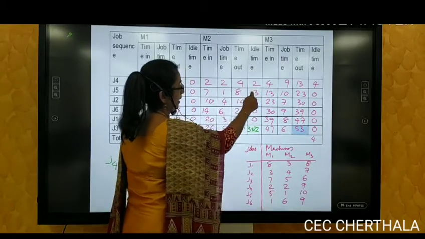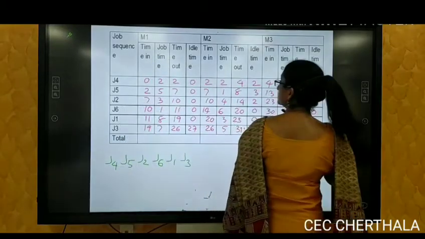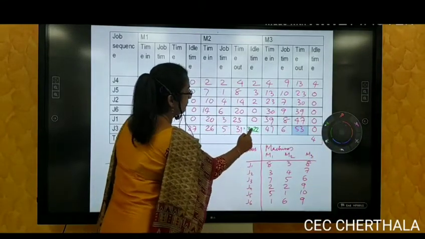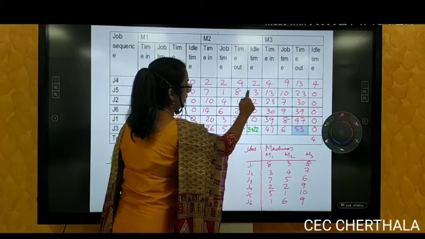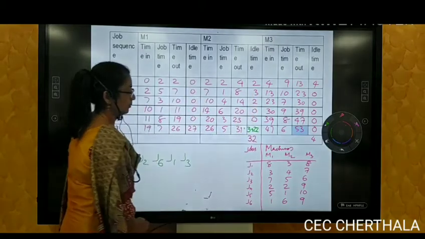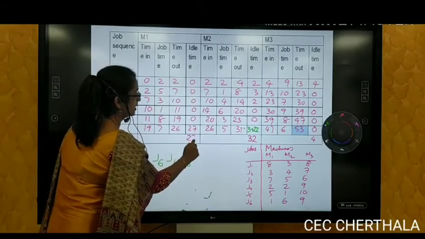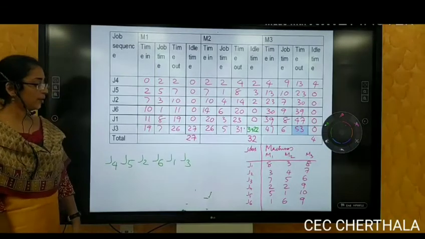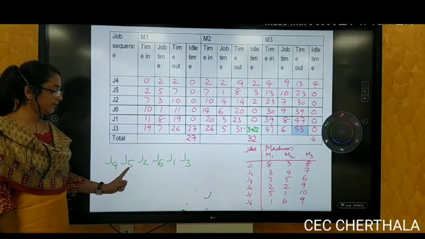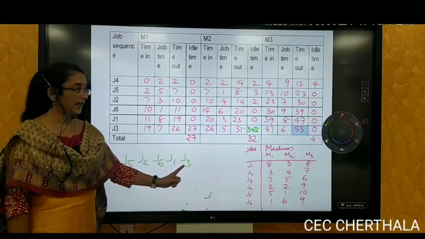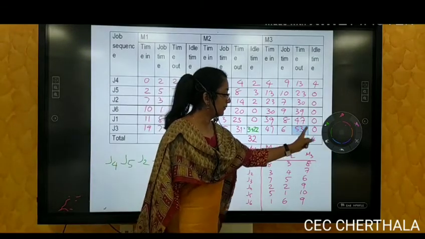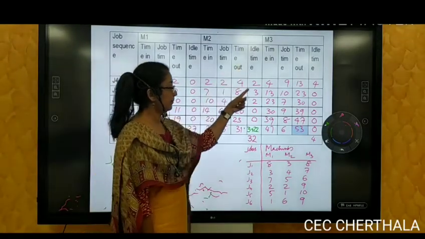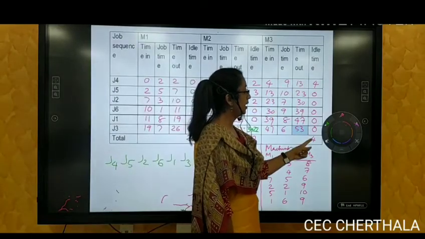So total idle time is 25 plus 2, 27, 30, 32. And here it is total 27. Here 4. So the final solution of the problem is: the optimal sequence is J4, J5, J2, J6, J1, J3, and total time elapsed is 53, and idle time for M1 is 27, idle time for M2 is 32, and idle time for M3 is 4.